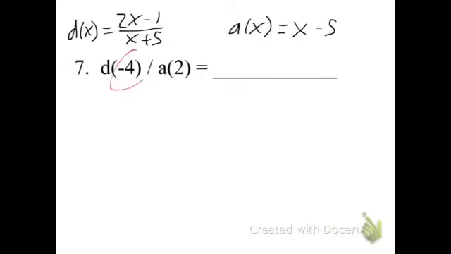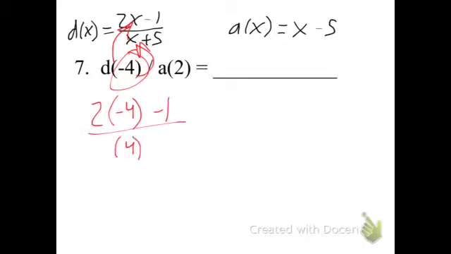Moving on to 7, you got to take negative 4 and put it into all of the x's in D. And then you have to remember you're doing division here. And then you got to take 2 and put it for x there on that function. So putting in the D stuff, you got 2 times negative 4 minus 1 divided by negative 4 plus 5. And then the A stuff, we got to remember doing more division, is 2 minus 5.